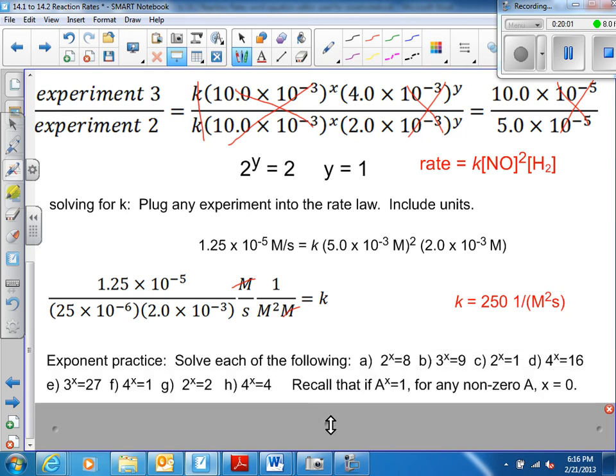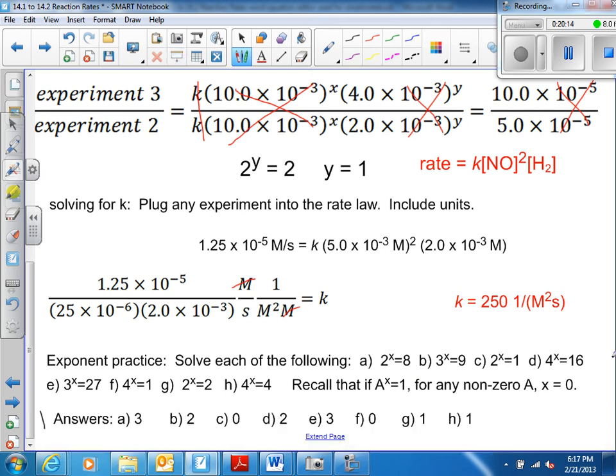Okay. Just some quick exponential practice problems. Pause this. I'm showing you the solutions right now. So pause. Don't forget to recall this little piece here. Here's your answers.